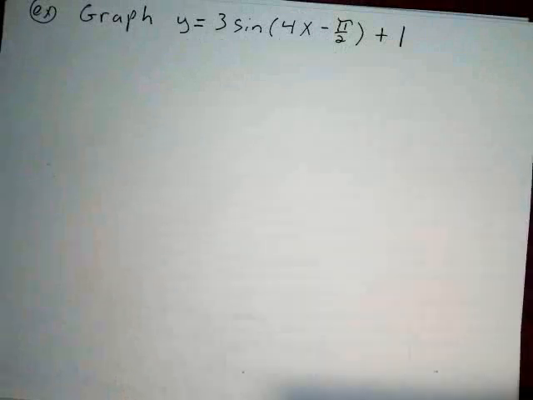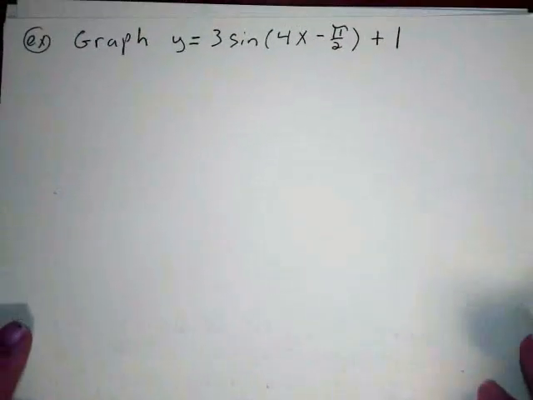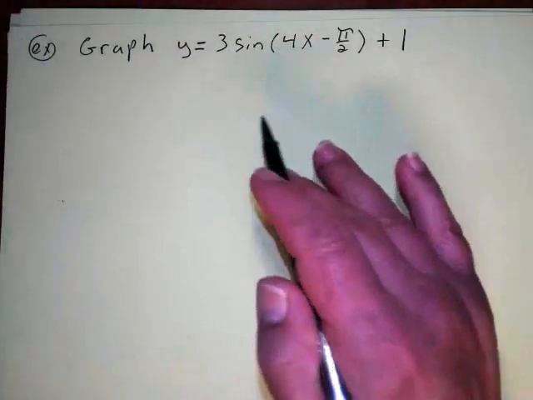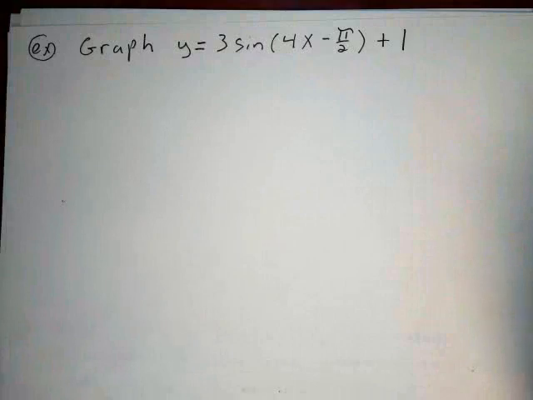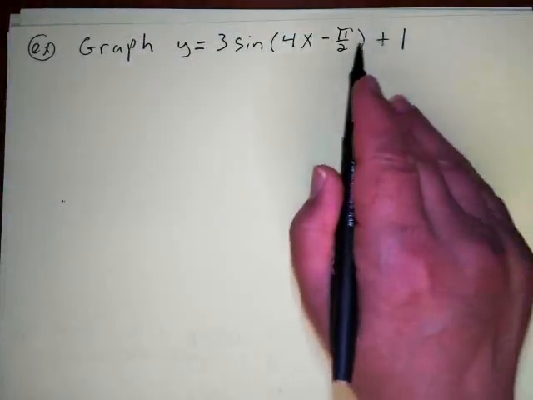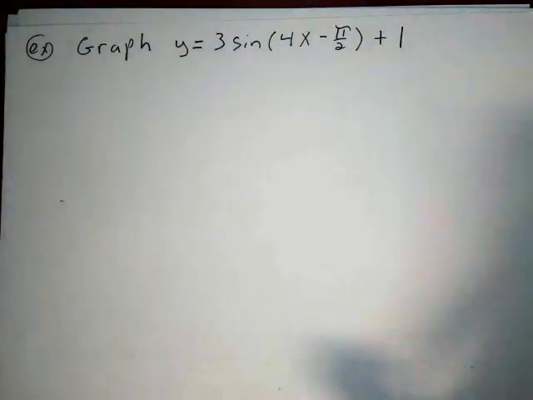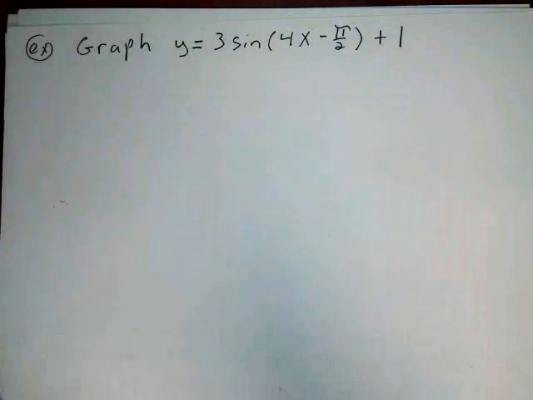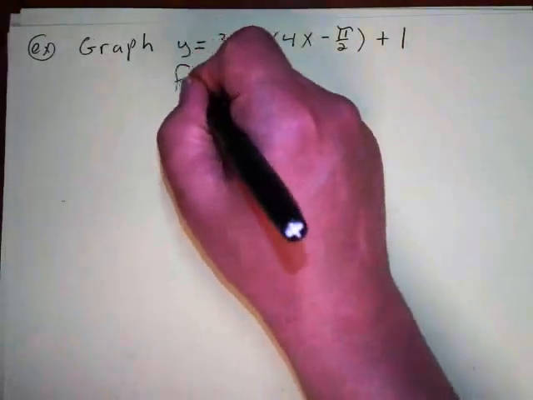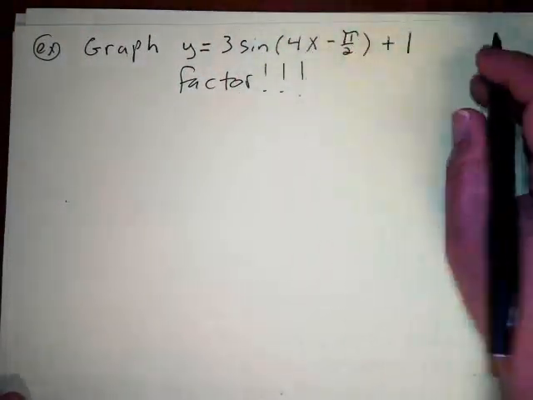But what I want to do here is I want to show you one that's really difficult. And I know there's a lot here, okay? But this is one that has everything in one problem. So it has an amplitude change, a vertical shift, this is a period change, that's a phase shift. So how do you go about doing this? Well, the very first thing, do not forget to do this, is that you must factor.